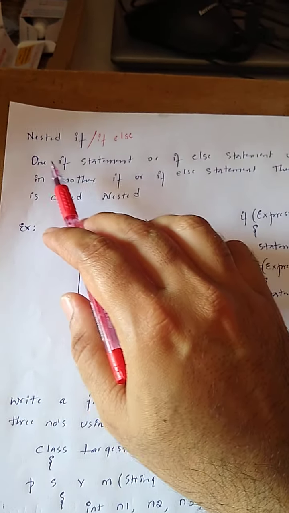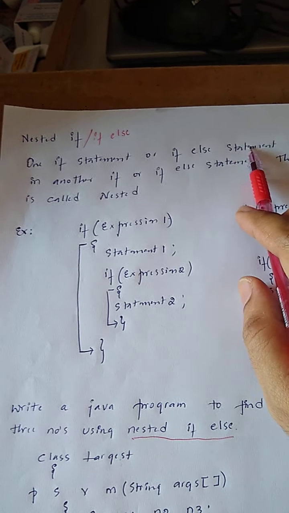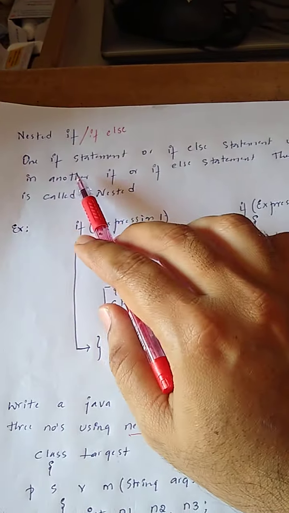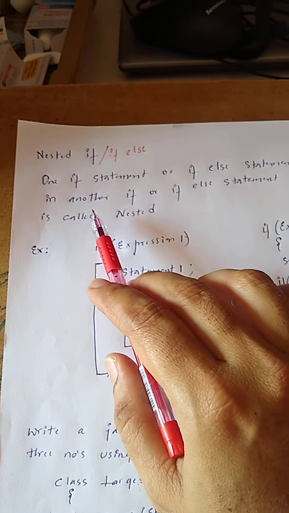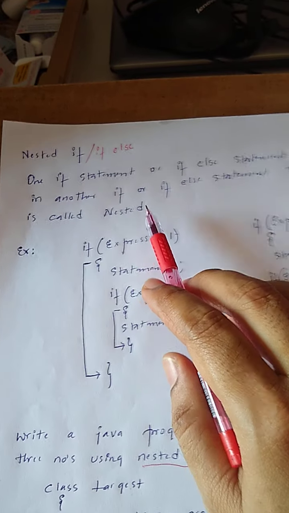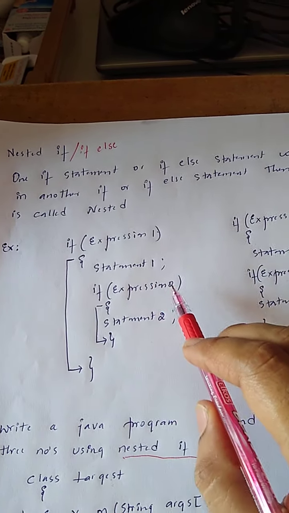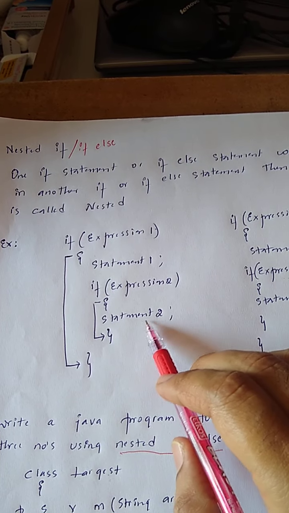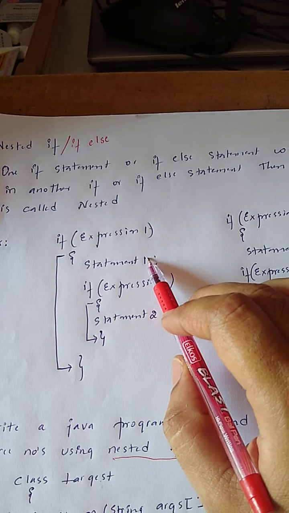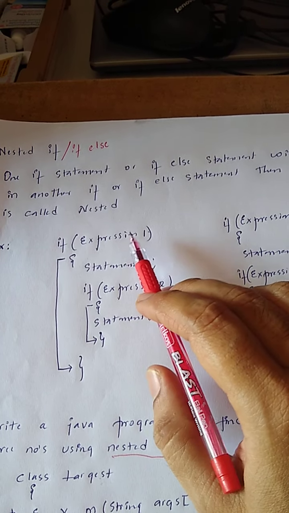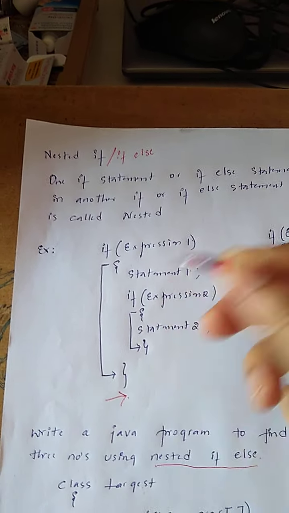The definition is: if one if or if else statement is within another if or if else statement, then it is called nested. Statement 2 will be executed if expression 1 and expression 2 both are true. If only expression 1 is true, statement 1 will be executed. Otherwise it will continue with the next statement line after the closing bracket of the outermost if statement.